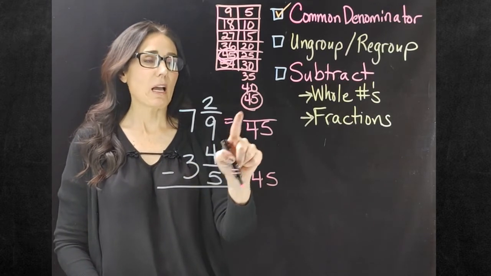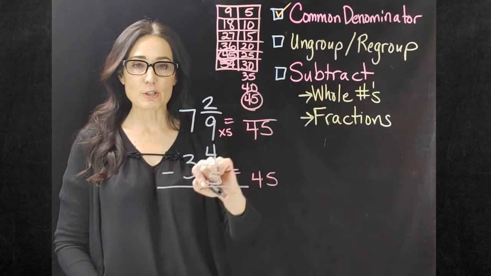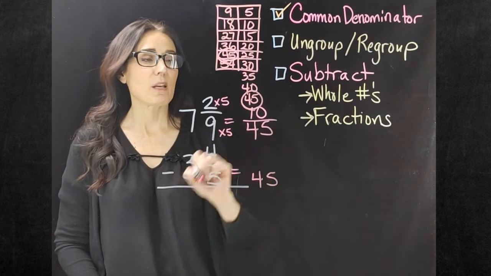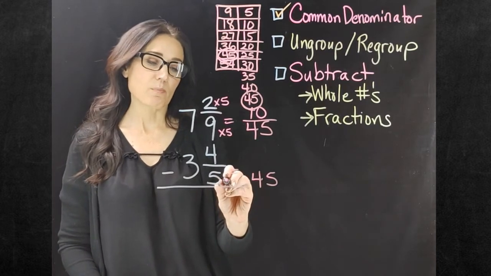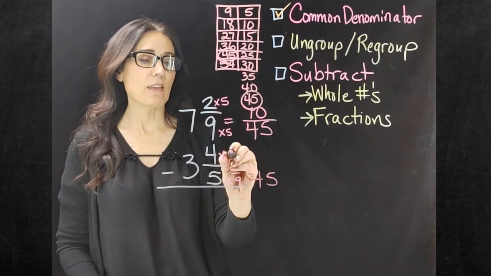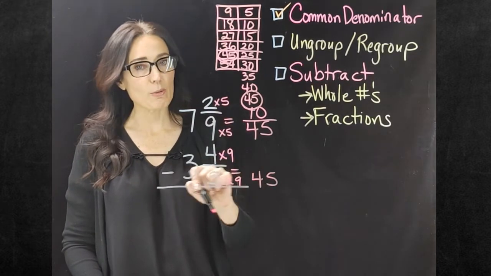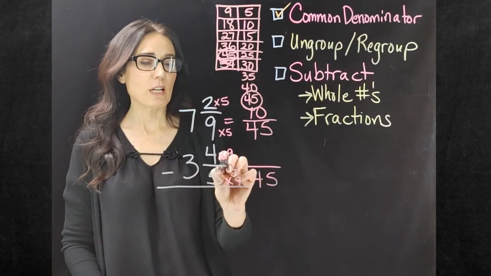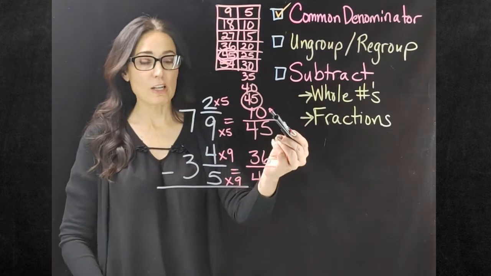We've got 9 times 5 is 45. So what I do to the denominator, I'm going to do to the numerator. So we've got 2 times 5 is going to be 10. So I'm going to make that 10/45ths. And then down here, I know that 9 times 5 is 45, so my factor is going to be 9. And then 4 times 9. Usually you're not going to have the same numbers here as you do here when you have an uncommon denominator. In fact, that will never happen. So we're going to go ahead and say 4 times 9 is 36.